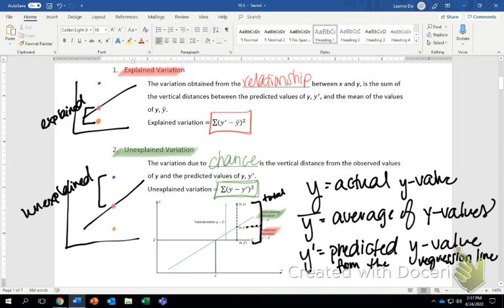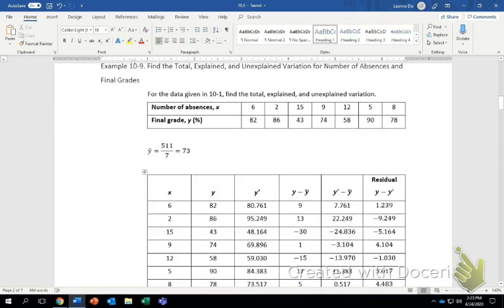Okay, so next I'm just going to prove that what we were talking about is true. So here's our example, example 10.9. Find the total, explained, and unexplained variation for number of absences and final grade. So it tells us what our x value and our y value, or independent and dependent variables, are. And again, I'm not going to require you to write it out by hand or to compute it. I will give this piece to you because you already have enough computations going on in your life, right?